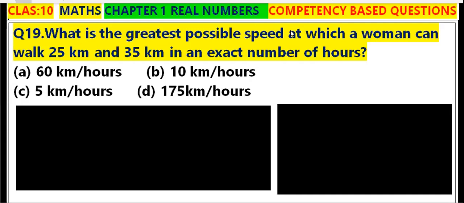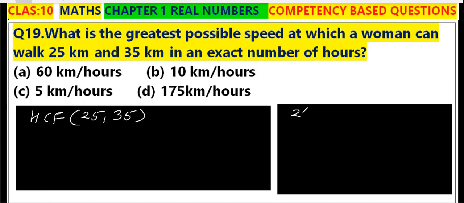What is the greatest speed? Greatest means highest or maximum possible speed at which a woman can walk 25 kilometer and 35 kilometer in an exact number of hours. For that, we have to take the HCF. Greatest है means HCF लीजिए इसका, 25 and 35.